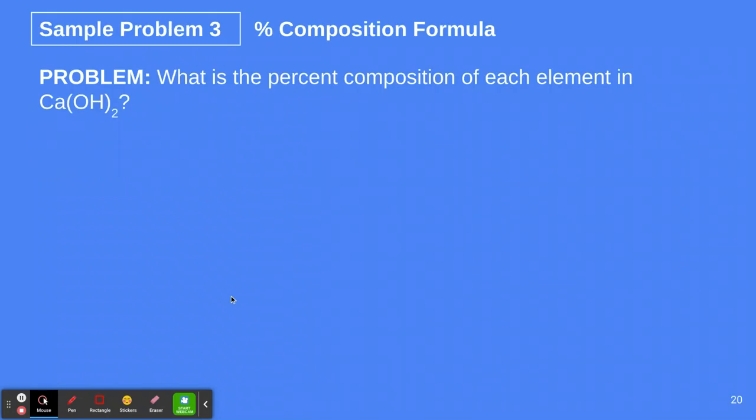So I want you to calculate the percent composition of each element within calcium hydroxide. So we've got calcium, oxygen, and hydrogen. Calculate the percent composition of each.